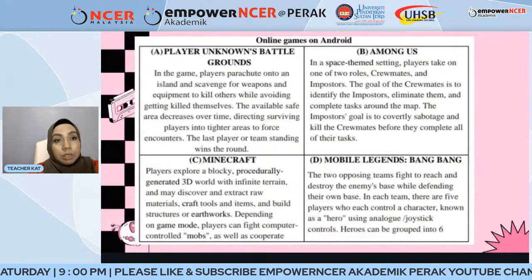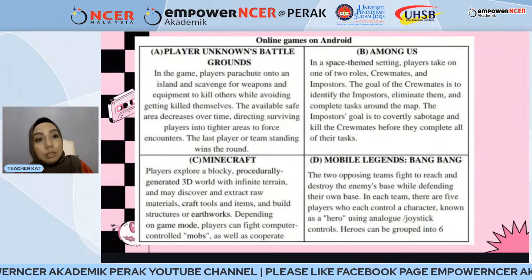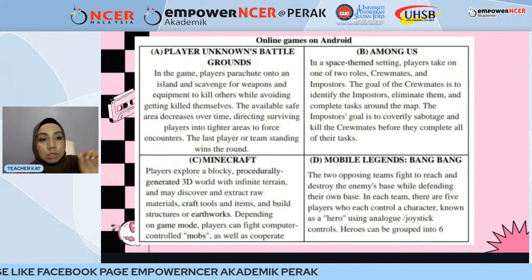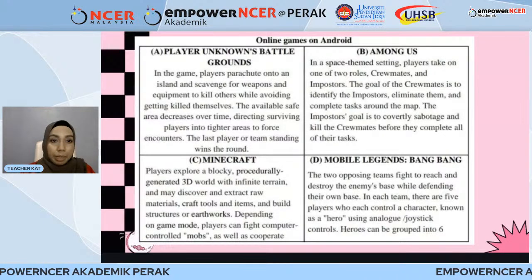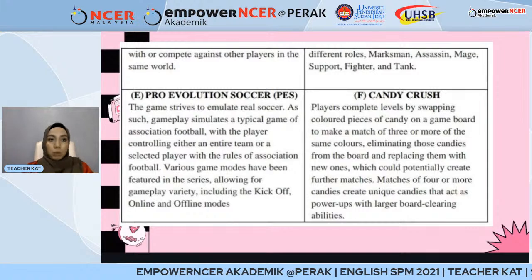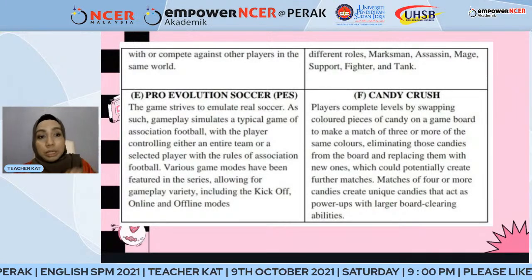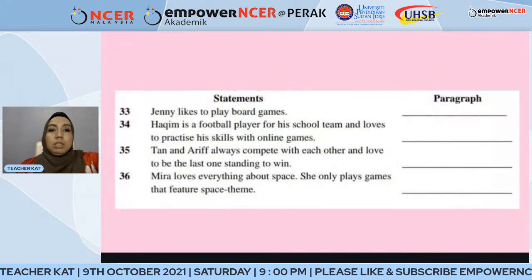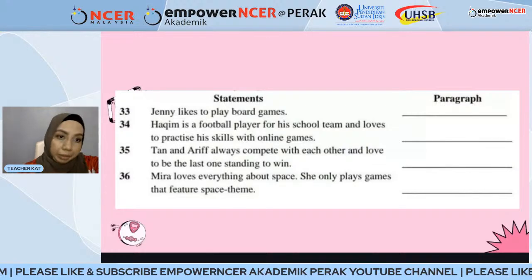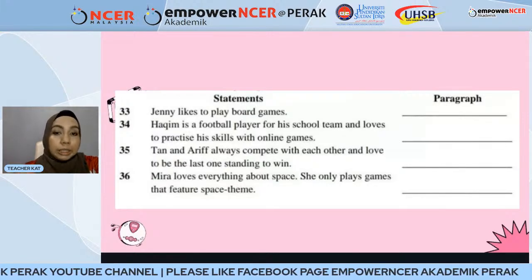The paragraphs have been labeled A, B, C, D, E, F, but each also has a title. For example, A, Player Unknown's Battlegrounds, PUBG. B, Among Us. C, Minecraft. D, Mobile Legends Bang Bang. E, Pro Evolution Soccer, PES, and F, Candy Crush. So the paragraph comes with the label A to F, together with the title. For the first part of this question, you need to match the statements with the paragraphs. Like I mentioned before, you need to write only the alphabet.